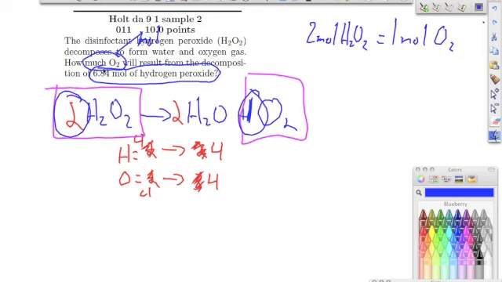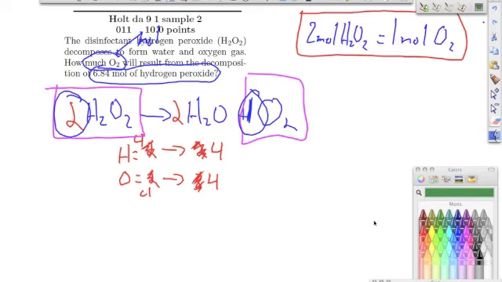Now, since it doesn't say grams of oxygen or grams of hydrogen peroxide, this mole ratio is the only conversion factor that we need. If it had said grams of O2, we'd need the molar mass of O2. If it said grams of hydrogen peroxide, we'd need the molar mass of that. But since it wants moles of both, all we use is our mole ratio.